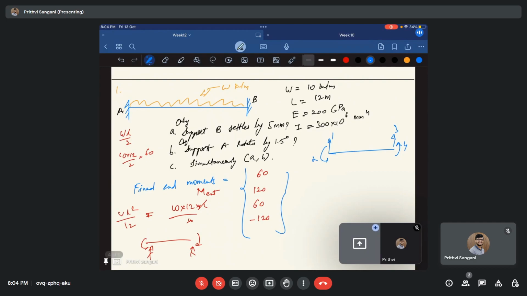Yes, we have the information. Let us say we are trying to solve the first question first, which is 1A. What is he saying? He's saying that the support B is going to settle by 5 mm. Settle means it's going downwards, right? That's not an assumption. Settling means it is actually going downwards.